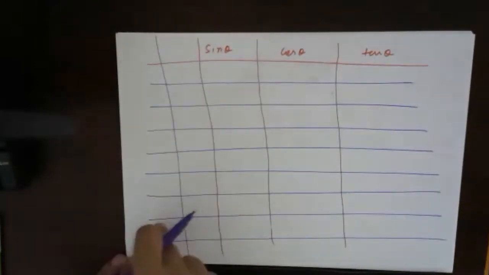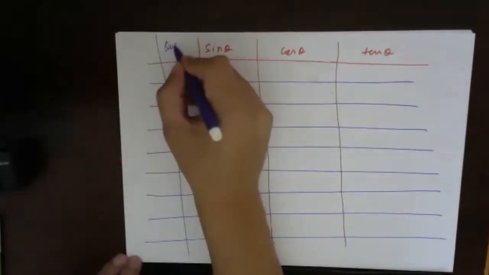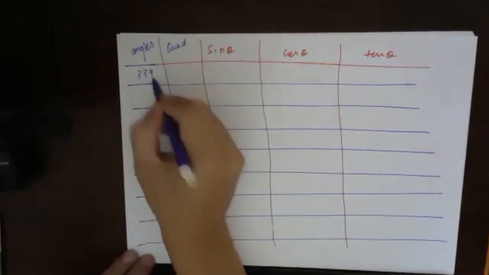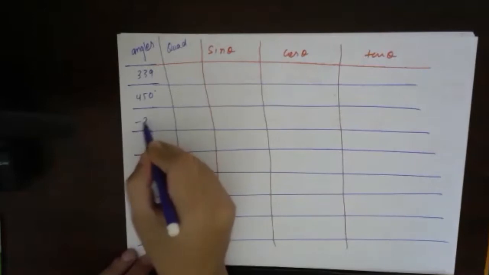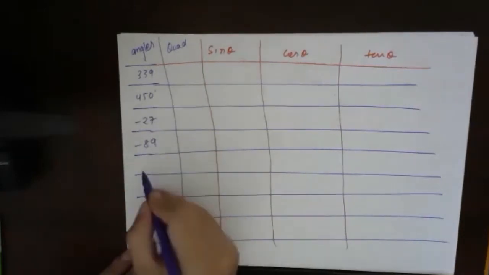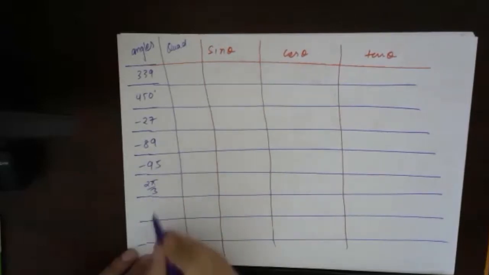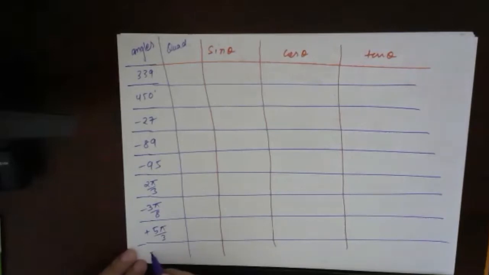So I will write down different angles, and here it is quadrant. Here this is angles. Okay, so let's see: 339, 450, minus 27, minus 89, minus 95, 2 pi by 3, minus 3 pi by 8, plus 5 pi by 3, and minus 13 pi by 2.